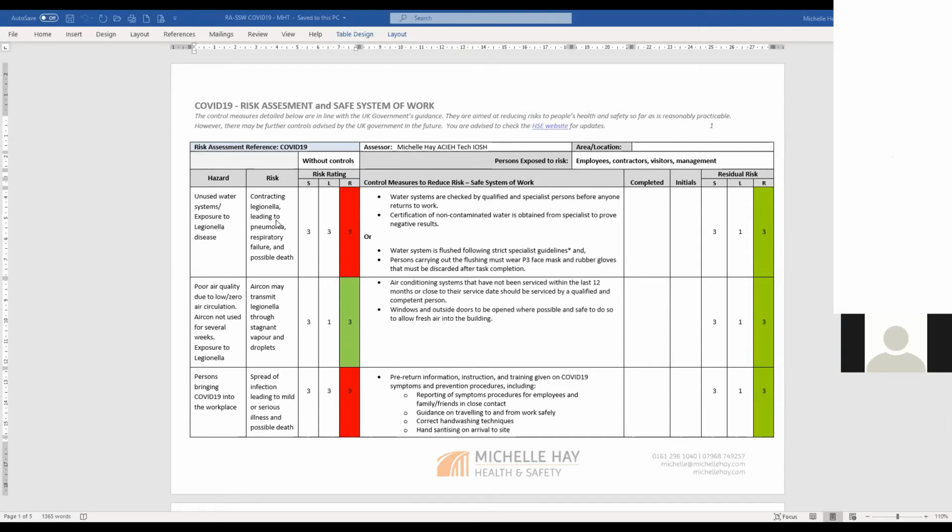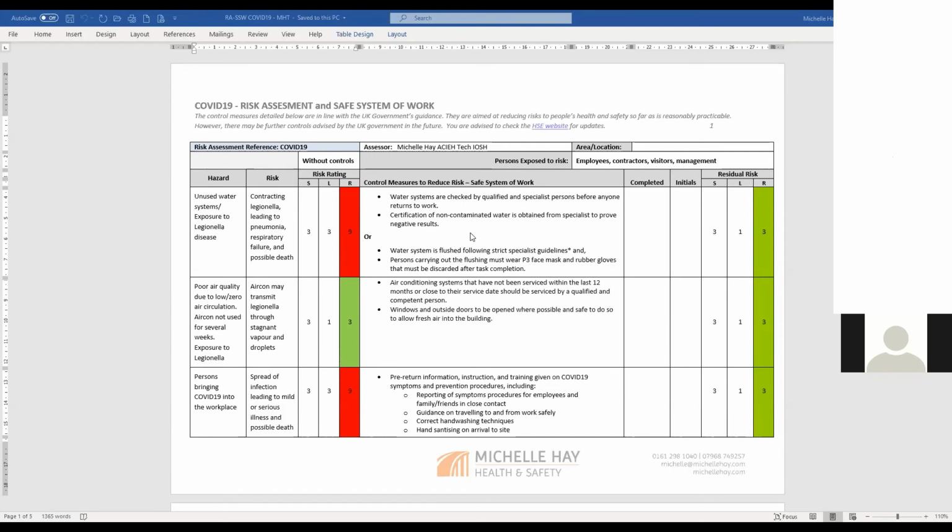The risk is contracting Legionella, leading to pneumonia, respiratory failure and possible death. Without any controls, I've done it in that format because this is a generic risk assessment. You might start off at a different risk rating because you've already got a contractor coming in to do that, so don't take too much stock in that. But the control measures to reduce risk and the safe systems of work: water systems are checked by qualified and specialist persons before anyone returns to work.